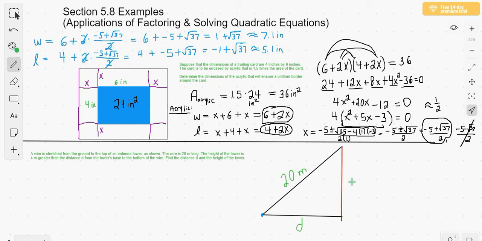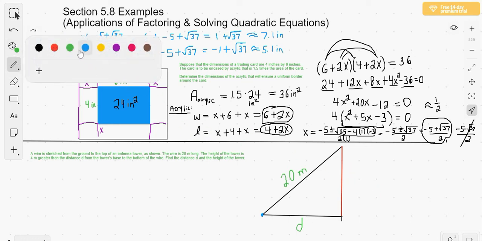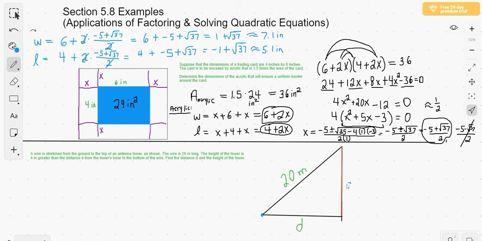Writing that out, that means that the height here is actually, maybe I'll use a different color, the height here is actually d plus 4, based on what we just said. So now we have to find the distance d, and we have to find the height of this tower.